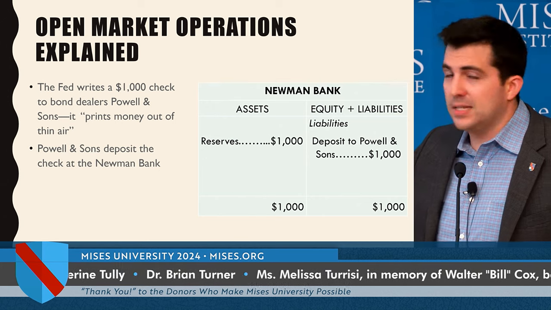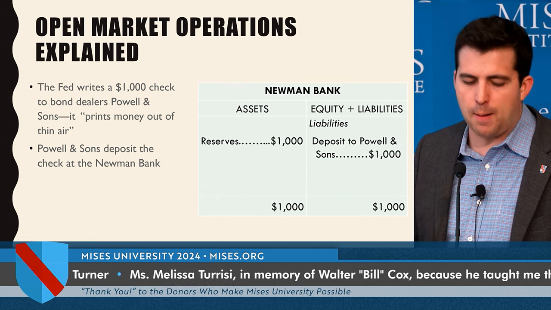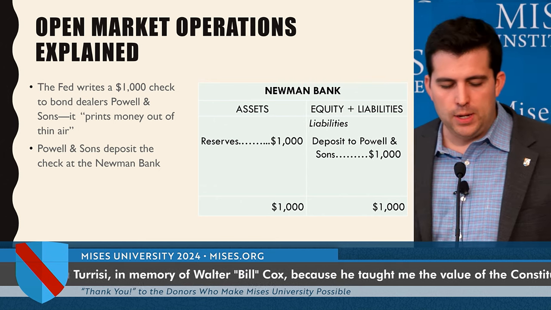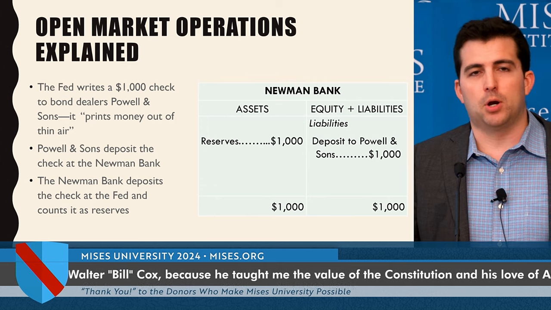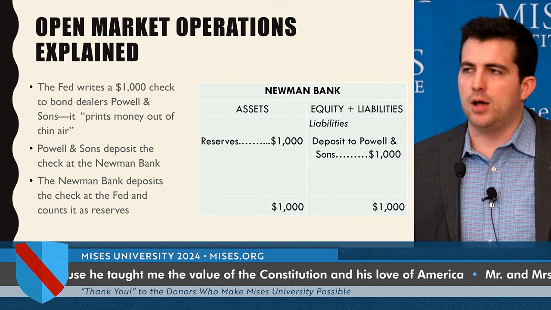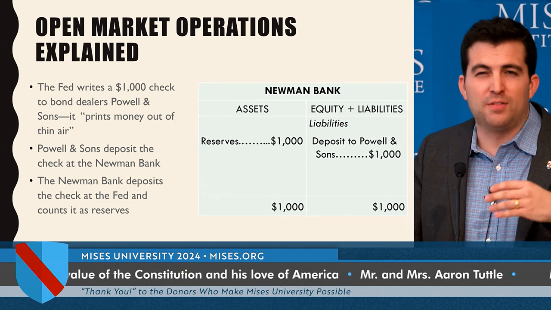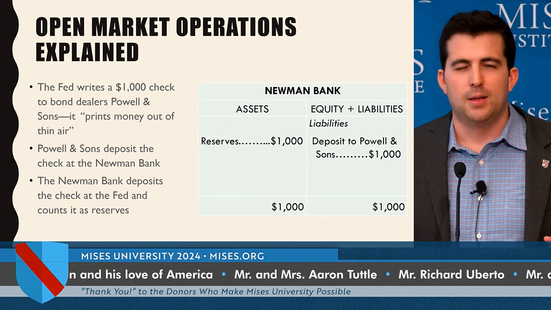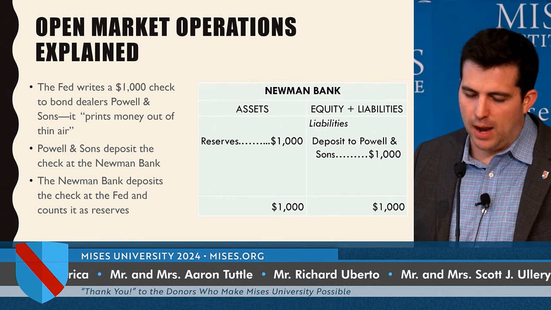Powell and Sons can then spend. They could redeem for, say, cash or dollars. That's the money proper now, whatever they would like to do. Now, the Newman Bank is going to deposit the check at the Fed and count it as reserves, so I'm going to earn interest from the Fed. And if Powell and Sons or whoever else is depositing at the bank wants cash, I'll have some on the side. I won't put all of my reserves at the Fed. But if I need more, I'll just go to the Fed, and they'll print out some cash notes for me, and everything will be great.